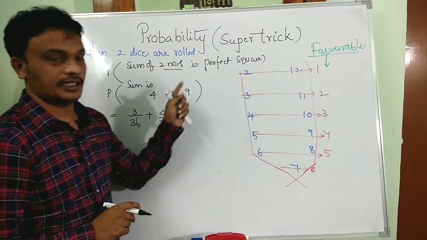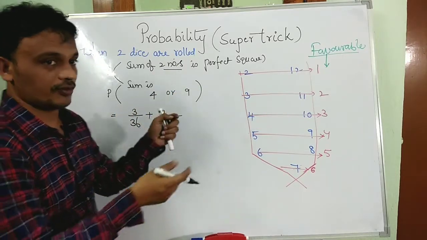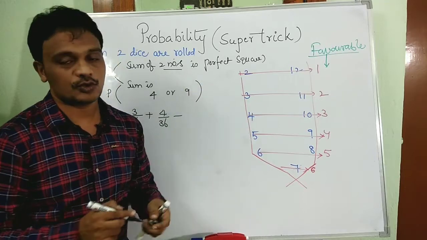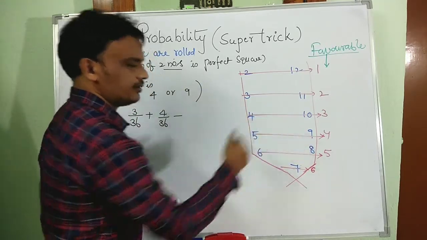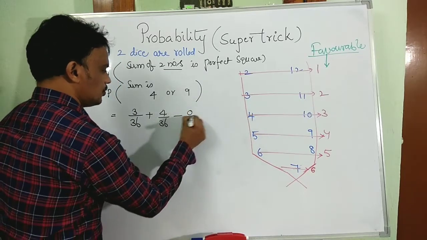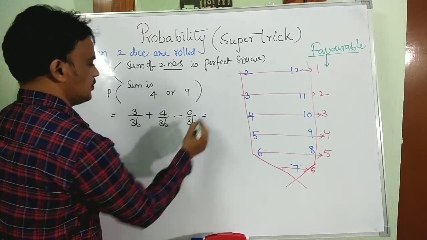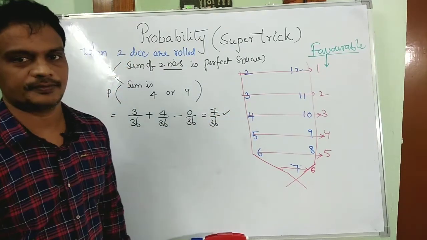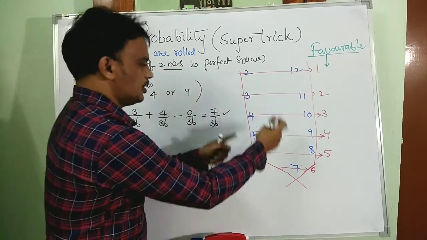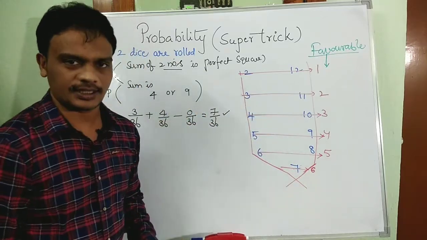Is there an intersection part? When the 2 dice are rolled, the sum of the 2 numbers being 4 and 9 at the same time has no chance, which is 0 out of 36. So the answer is 7 by 36. From this rule, you can get it within seconds.